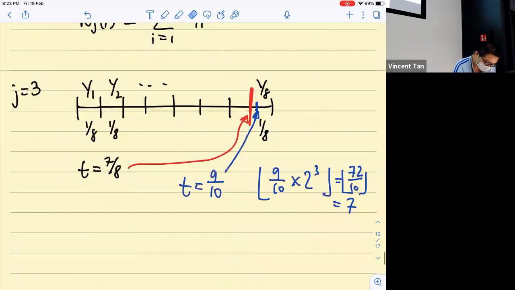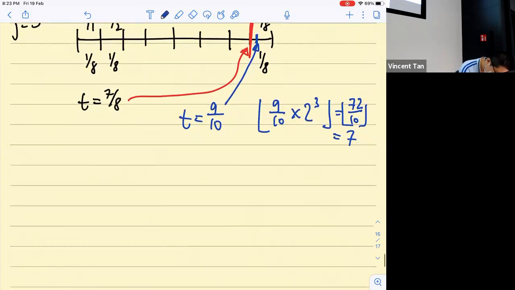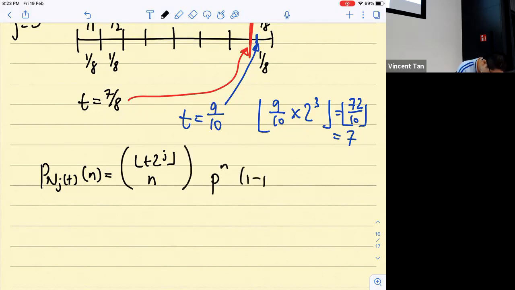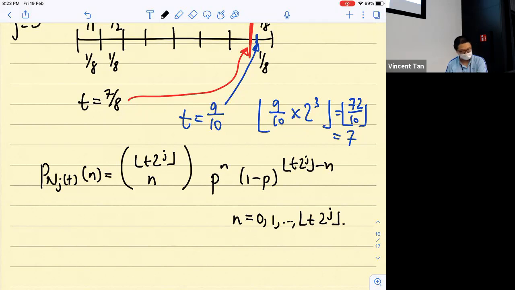So the j-th Bernoulli counting process is exactly this quantity here. In particular, the distribution of N_j(t), the total number of arrivals you can have, is this: n choose k, p to the n, 1 minus p to the floor(t 2^j) minus n, where n can run from 0 to floor(t 2^j). It is a binomial random variable with this number of trials, and the probability of success is lambda delta, which is lambda 2 to the minus j.